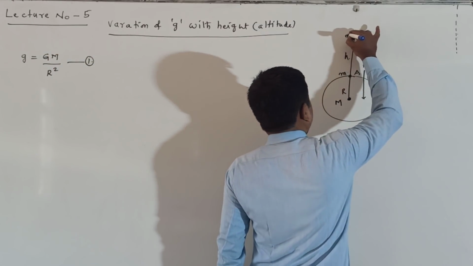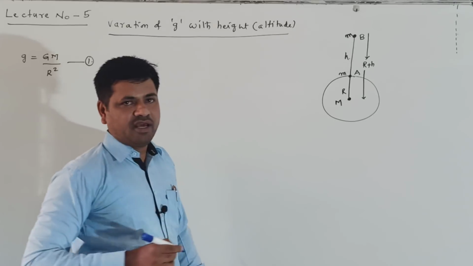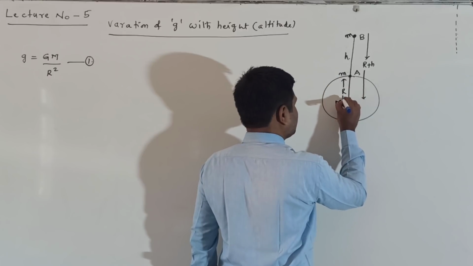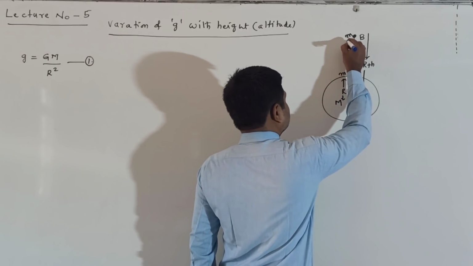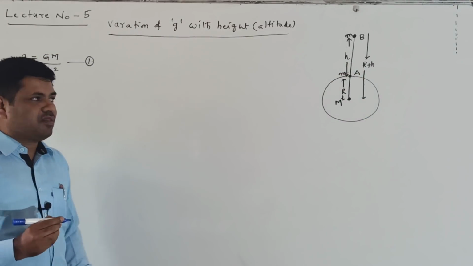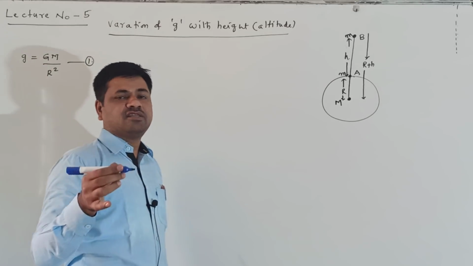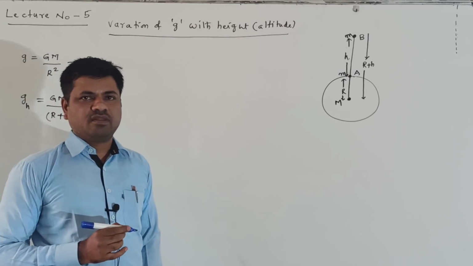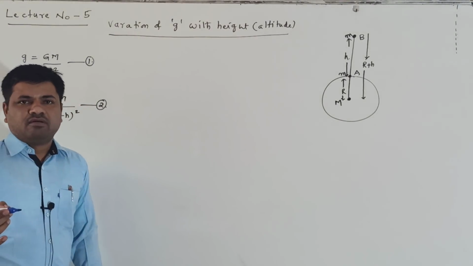Now this is the body of mass m, lifted to point B. This distance is already known to be r, this distance is h, and the total becomes r plus h. At point B, at height h from the surface of the earth, the acceleration due to gravity can be written as g_h is equal to GM by r plus h whole square. This was also written in the previous class, as r plus h is the distance from the center of the earth. This is equation number 2.